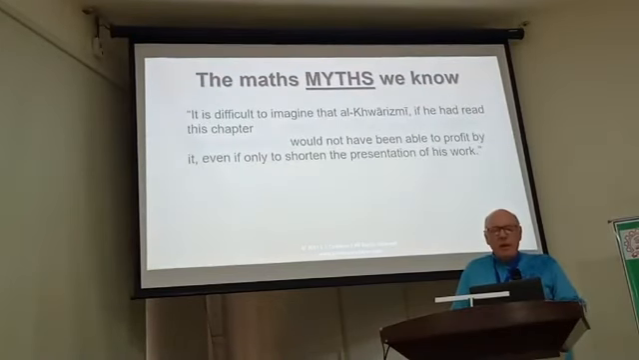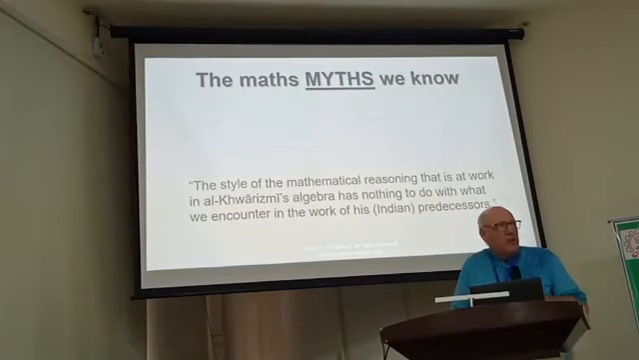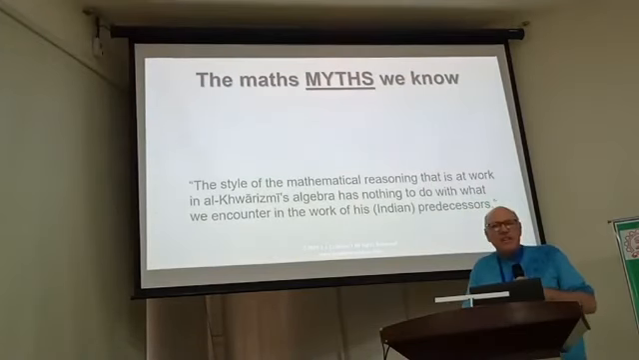It is difficult to imagine that Al-Khwarizmi, if he had read this chapter, i.e. chapter 18 of Brahmagupta's Brahmasphutasiddhanta, would not have been able to profit by it, even if only to shorten the presentation of his work. The style of the mathematical reasoning that is at work in Al-Khwarizmi's algebra has nothing to do with what we encounter in the work of his Indian predecessors.